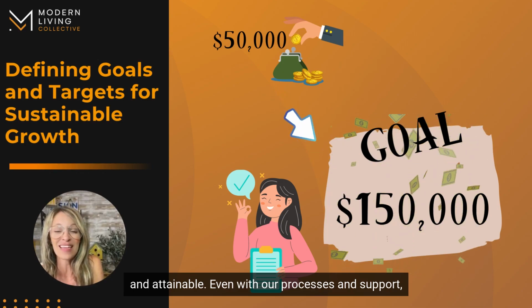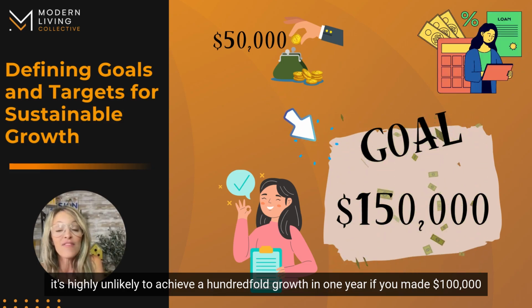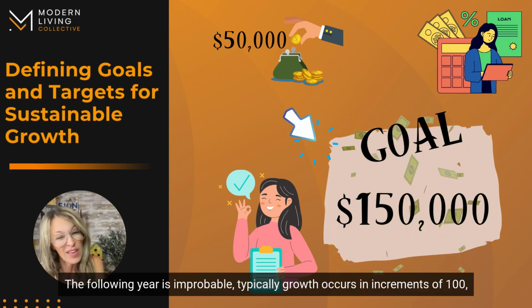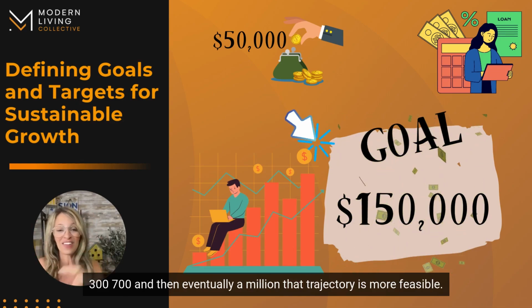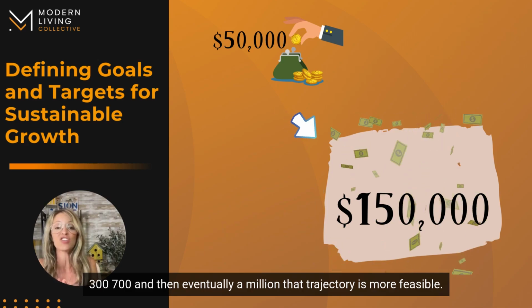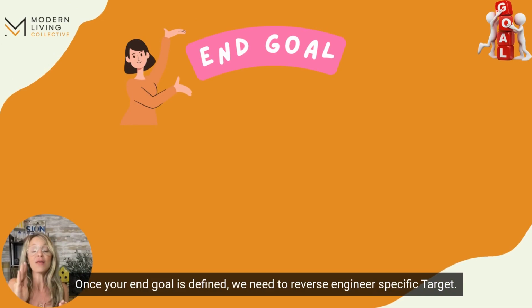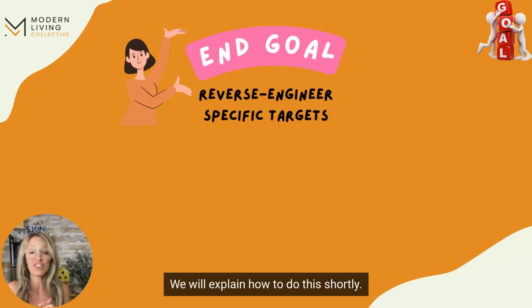Even with our processes and support, it's highly unlikely to achieve 100-fold growth in 1 year. If you made $100,000, expecting $1 million the following year is improbable. Typically, growth occurs in increments of 100, 300, 700, and then eventually $1 million. That trajectory is more feasible. Once your end goal is defined, though, then we need to reverse engineer specific targets. We will explain how to do this shortly.